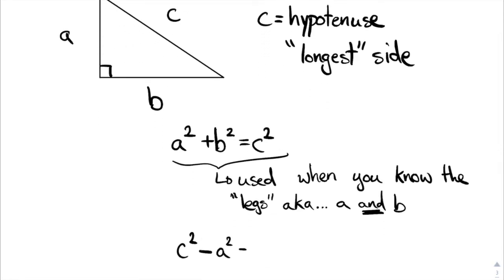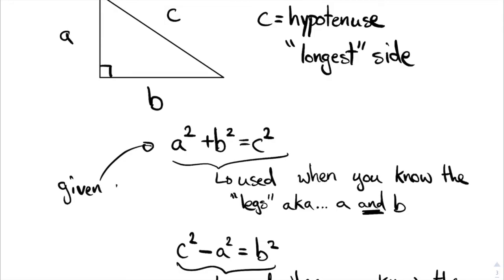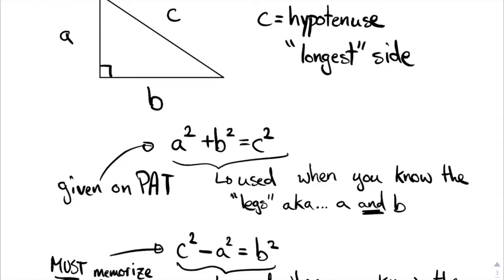Now, if you don't know a and b, but you know the hypotenuse, you can use c squared minus a squared equals b squared. The problem is you won't be given this second one on the PAT. You'll only be given a squared plus b squared equals c squared, letting you know that c is the hypotenuse, or the longest side. So if you want to use c squared minus a squared equals b squared, or something like that, you will need to memorize that.